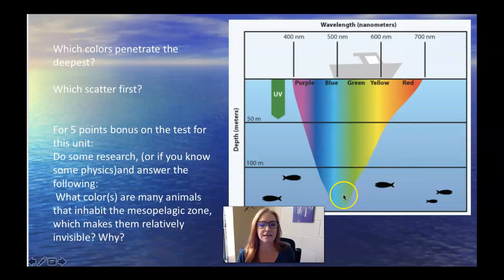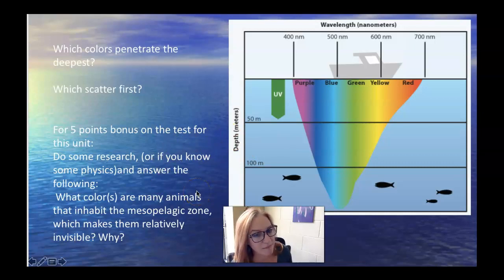And then the deepest parts of the ocean, you really get that strong, constant blue middle wavelength, a little bit of green, a little bit of yellow, but not much. No purples, no reds can be seen down there. Okay? So I have a bonus question for you.